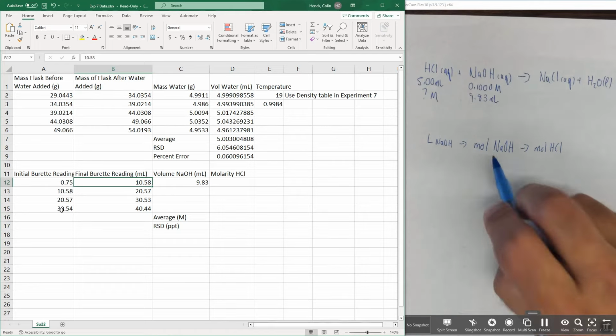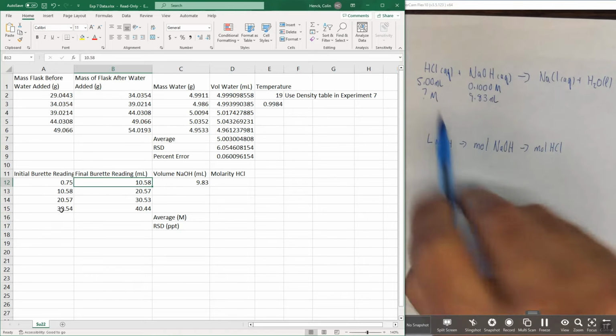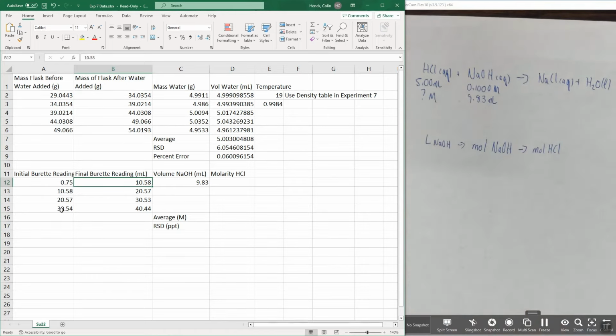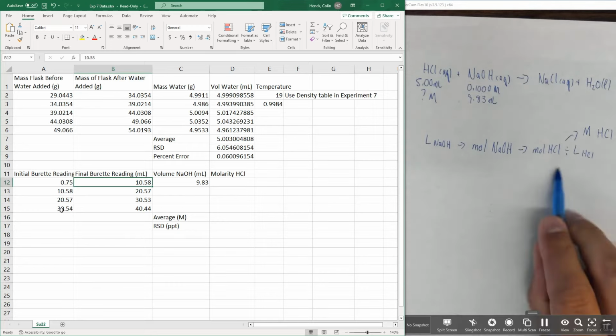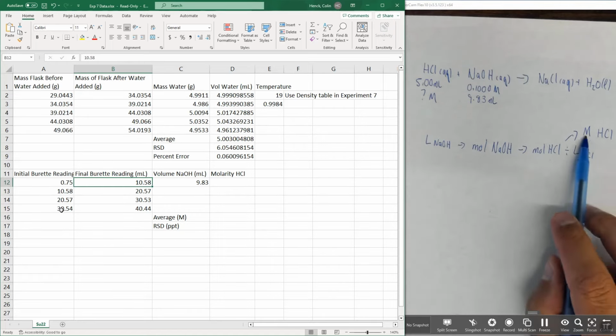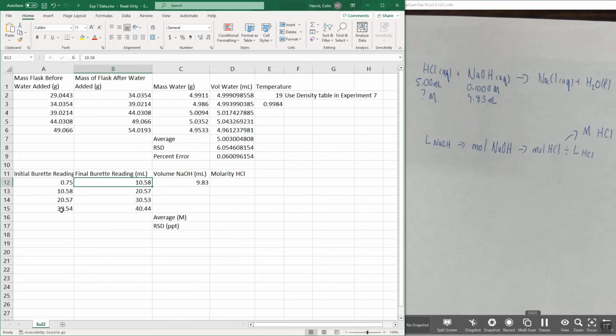Remember, to convert from moles of one compound to moles of another, we always use a balanced chemical equation, and we have a balanced chemical equation right here. Then if we take the moles of HCl and we divide by the liters of HCl, this will give us the molarity of HCl. Note that this isn't a dimensional analysis conversion. This is creating a new unit, molarity, but in this case, molarity is the unit that we want. So that's the unit we want to create because we're trying to find the molarity of the HCl.